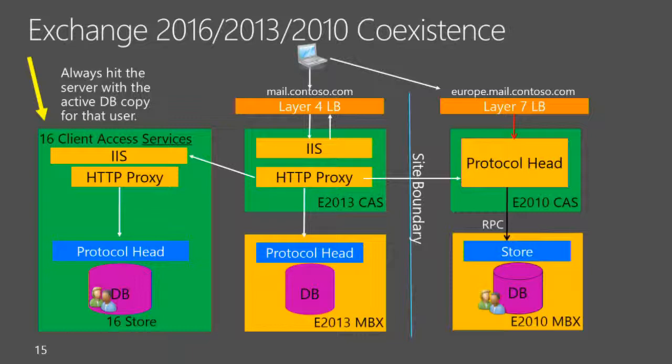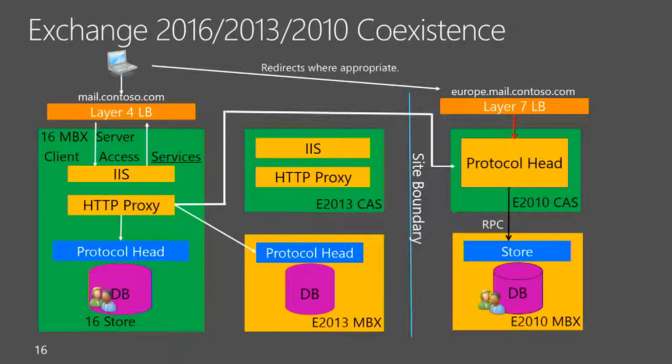And we will always send the traffic to the 2016 server that has the active copy of that database. So if a user is in a database with multiple copies, we will find the active copy and route the traffic to the node that has the active copy. Behind the scenes, 2013 is still doing the same thing it would have done for 2010, proxying the traffic back to 2010 as appropriate, or redirecting if there was an external URL in that environment in the site 2010 lives in.